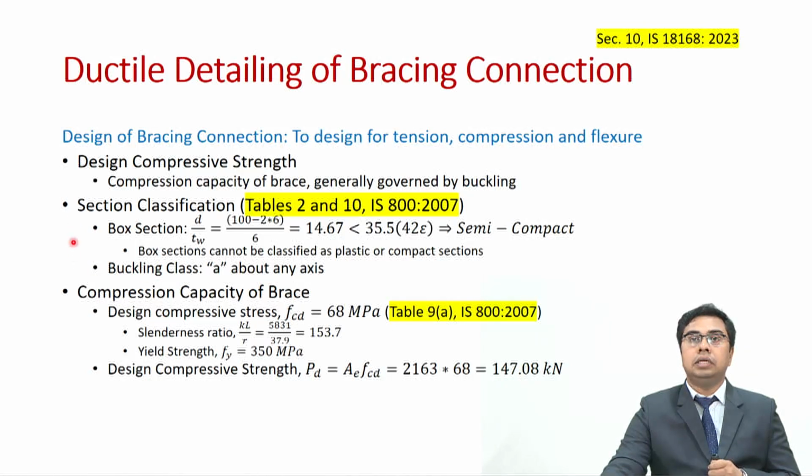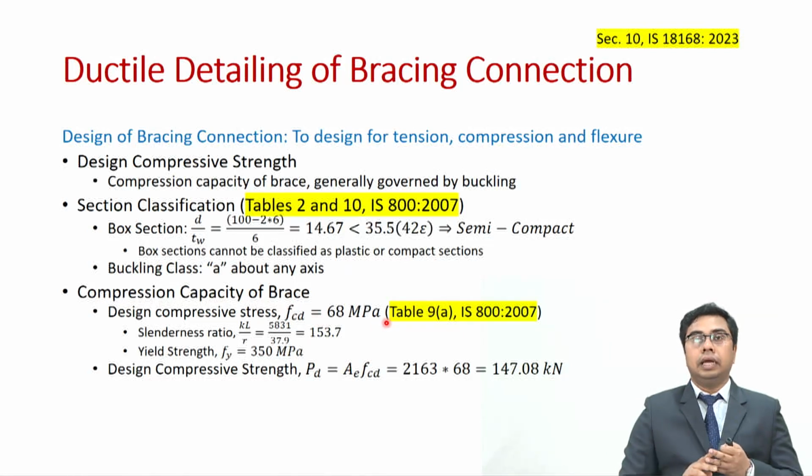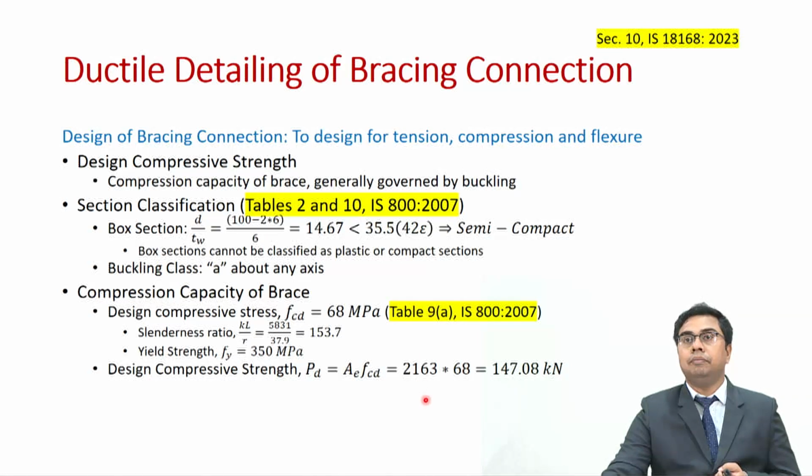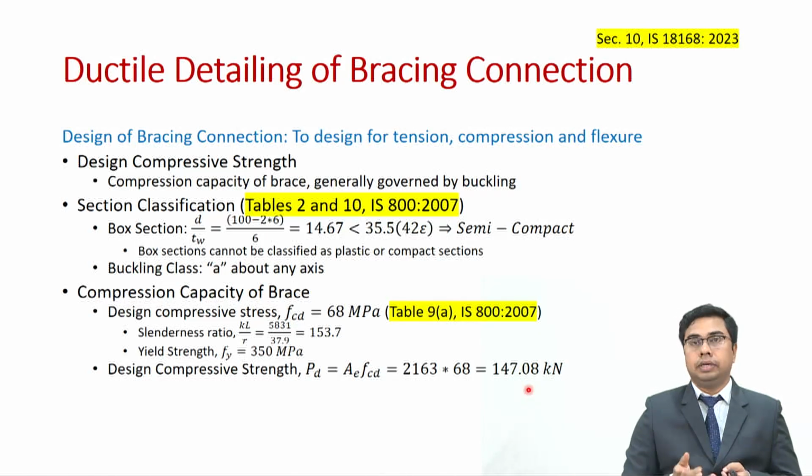So based on all of these, we then go to table 9A of IS 800 2007, from where we find out that for the given slenderness ratio of 153.7, which we have calculated earlier as well, and yield strength of 350 megapascal, we get the design compressive strength, or fcd, as 68 megapascal. Now the area of this brace section is 2163 millimeter square, which is multiplied with 68 megapascal to get the design compressive strength as 147 kilonewton.